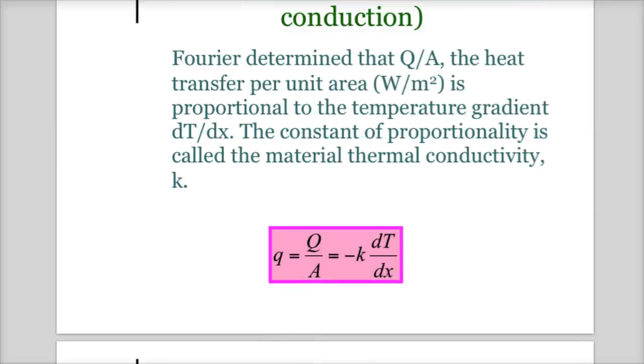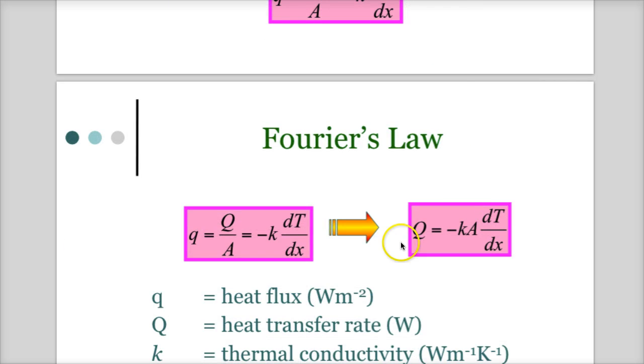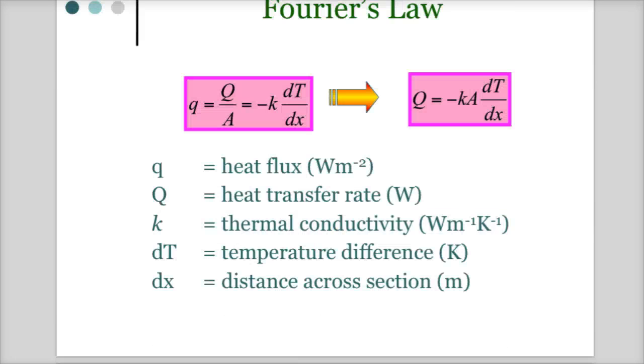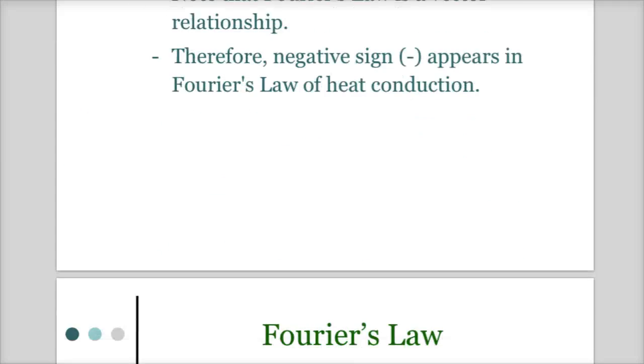So heat transfer per unit area is proportional to dT over dx. So you can derive the heat transfer rate from Fourier's law. So that's what it is meant for.